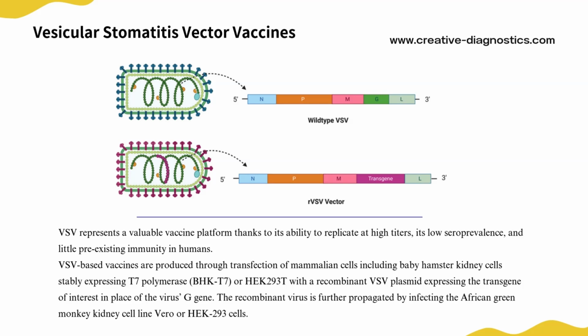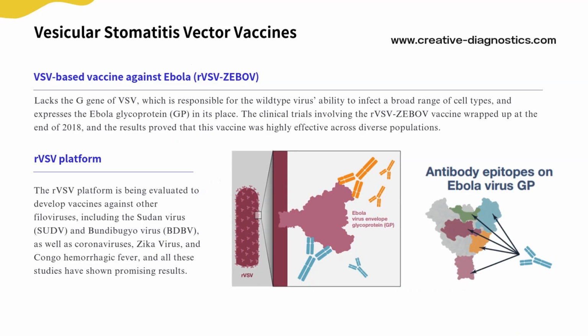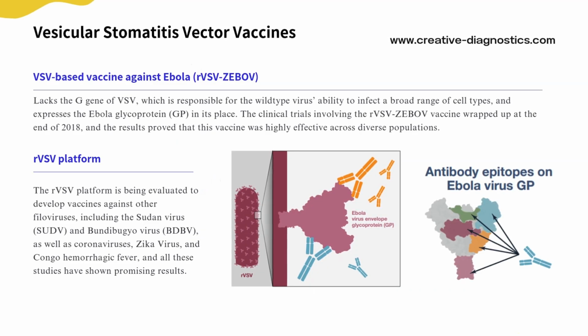The non-segmented viral genome encodes 5 proteins: N-nucleoprotein, P-phosphoprotein, M-matrix protein, G-glycoprotein, and L-large polymerase. The G protein or glycoprotein mediates viral particle attachment to host cells. VSV represents a valuable vaccine platform thanks to its ability to replicate at high titers, its low seroprevalence and little pre-existing immunity in humans. Recombinant VSV-based vectors, RVSV, have demonstrated safety and immunogenicity in preclinical and clinical trials, with the VSV-based Ebola vaccine, RVSV-ZEBOV, recently approved for human use.